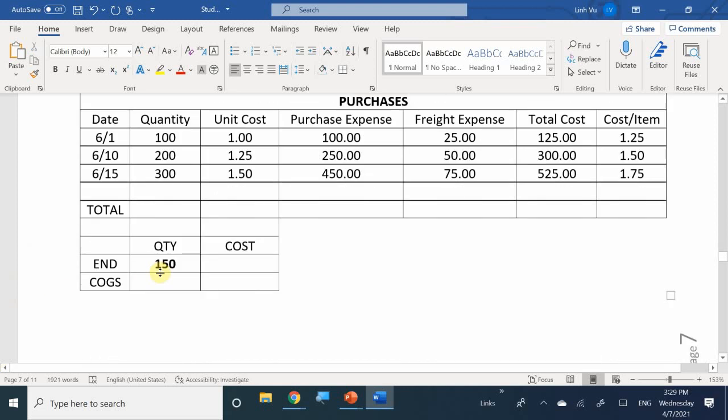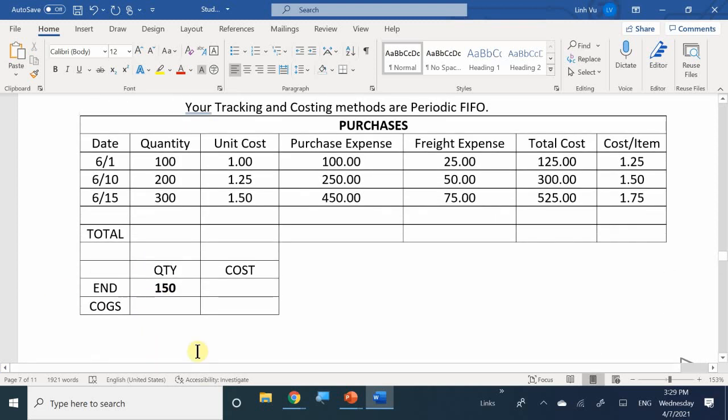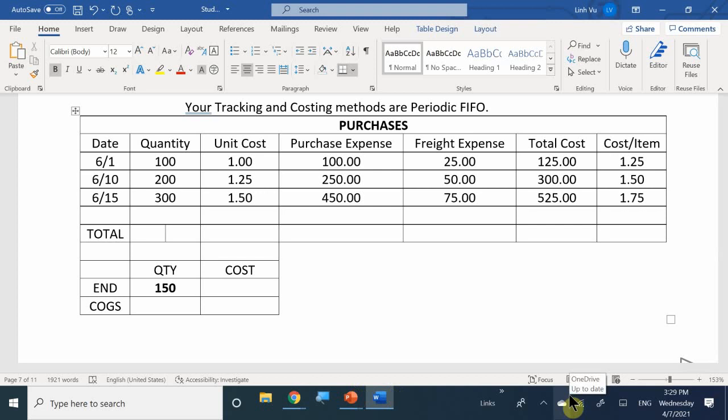Yes, so this is going to be given. So what do we do now? What do we have to do first before we can complete the rest of this? Total your quantities, your purchase expense, your freight expense, and total cost. Good. So what is my total quantity? 600. Okay, what's my total purchase price? 800. And then what is my total freight? 150. And lastly, what's my total cost? 950. Sorry, fat fingered that one.